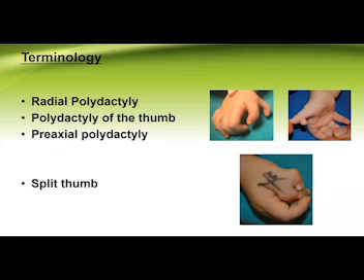As you can see in these pictures, it has a spectrum where neither of the thumbs is fully developed, and they are hypoplastic or underdeveloped, and their inner structures, even soft tissue and bone, are not truly well developed. So split thumb was suggested as a better reflection of the terminology.